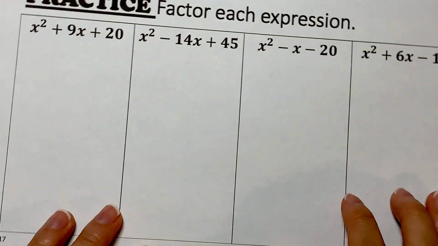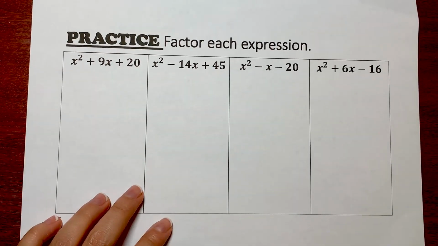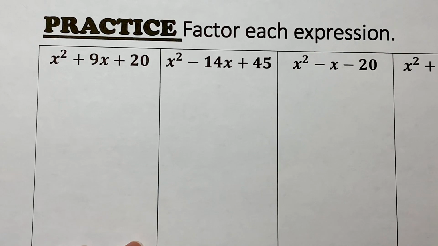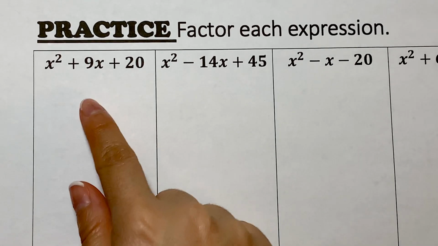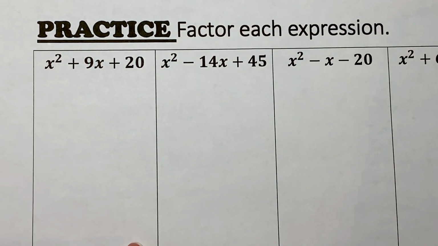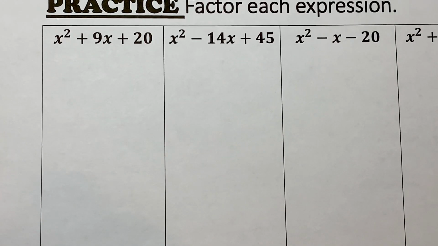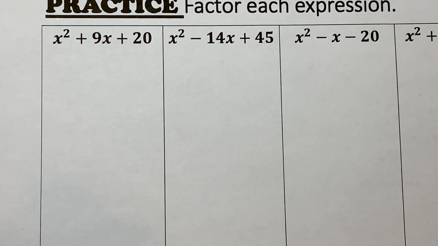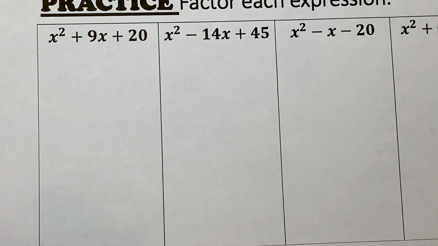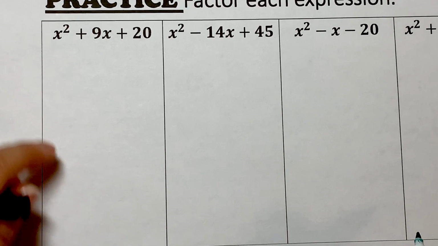So here we are. Let's do some practice. First example we have is x squared plus 9x plus 20. So let's find two numbers that multiply to give you 20, but add to give 9. So 20, it's gonna be 1 times 20, 2 times 10, 4 times 5. And 5 times 4 repeats, so we stop here, okay?